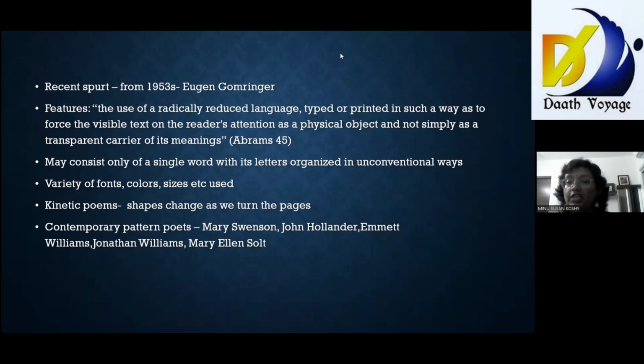Some features of pattern poetry are given here. The use of a radically reduced language, typed or printed in such a way as to force the visible text on the reader's attention as a physical object and not simply as a transparent carrier of its meanings. So it's a reduced language. They don't use full sentences. The language is quite reduced so that it would fit into that pattern.